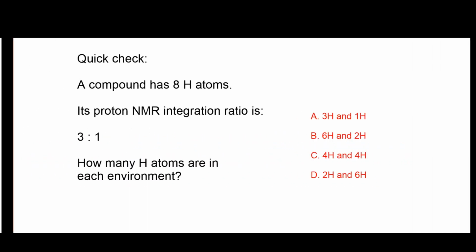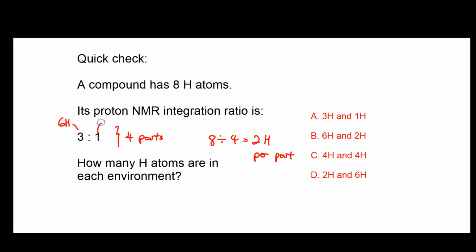Quick check. A compound has 8 hydrogen atoms. Its proton NMR integration ratio is 3:1. How many hydrogen atoms are in each environment? The ratio has 4 parts. 8 divided by 4 equals 2 hydrogens per part. So 3 parts is 6 hydrogens and 1 part is 2 hydrogens. Therefore, the answer is B.